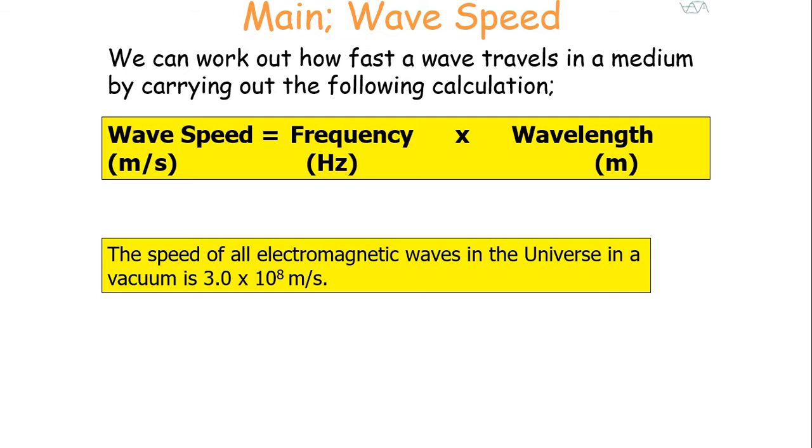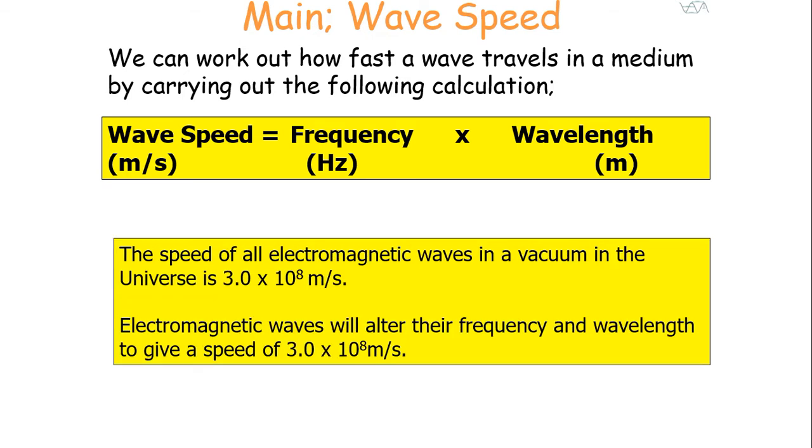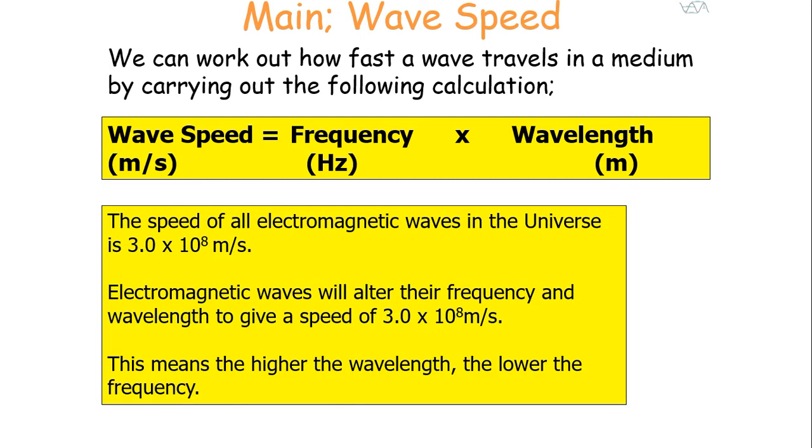Now, the speed of all electromagnetic waves in the universe in a vacuum is 3.0 times 10 to the 8 meters per second. That's the fastest possible speed in the universe. Nothing can travel faster, and electromagnetic waves will alter their frequencies and their wavelengths to give a speed of 3.0 times 10 to the 8 meters per second. What that means is the higher the wavelength of an electromagnetic wave, the lower the frequency, and vice versa.